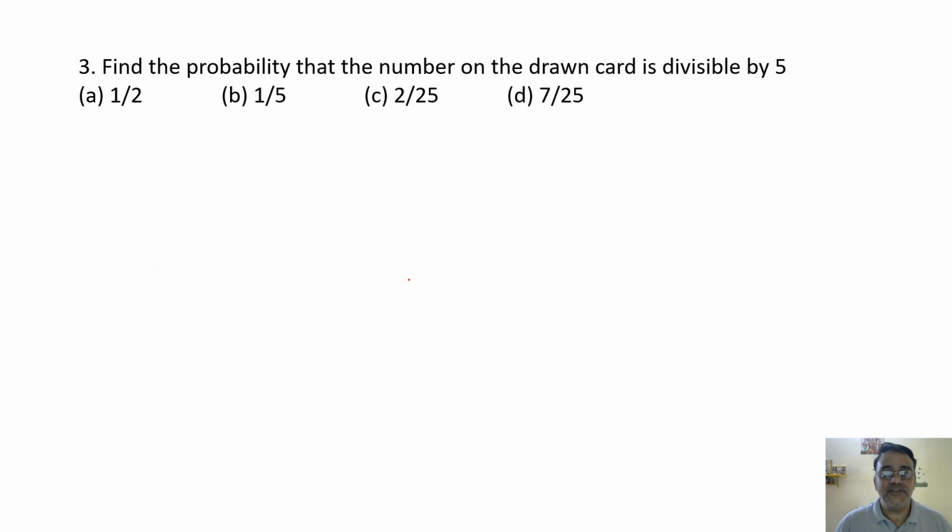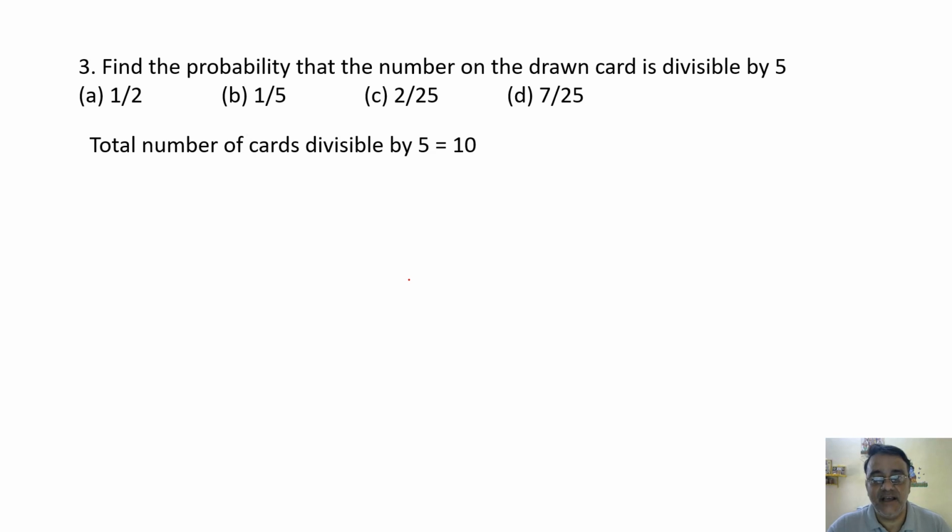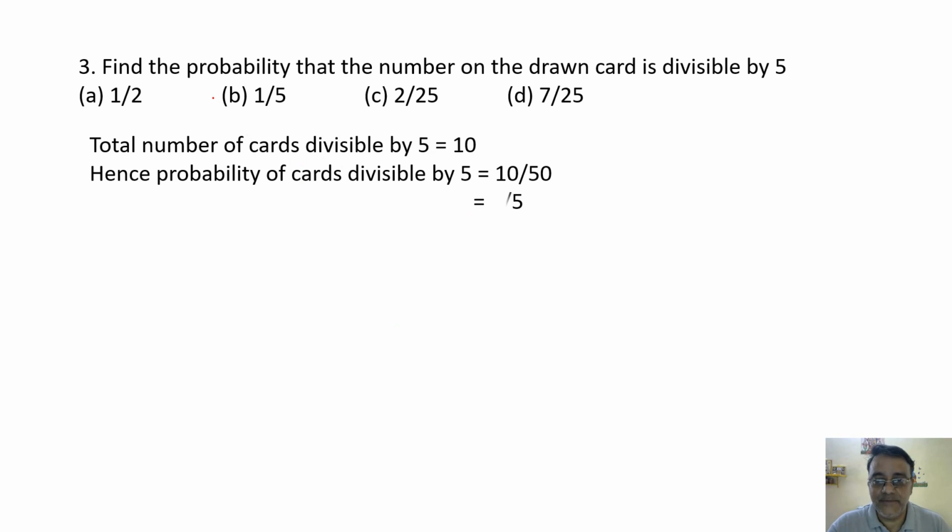Right, now next question, find the probability that the number on the drawn card is divisible by 5. So how many cards are divisible by 5 from 11 to 60? 1 से 60 12 होता है, उसमें 5 और 10 हटा दो, so total 10. So therefore the required probability is 10 by 50. Simplify, 1 by 5. 1 by 5, right, and the correct option is B.